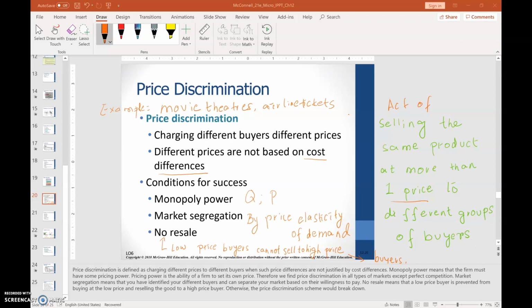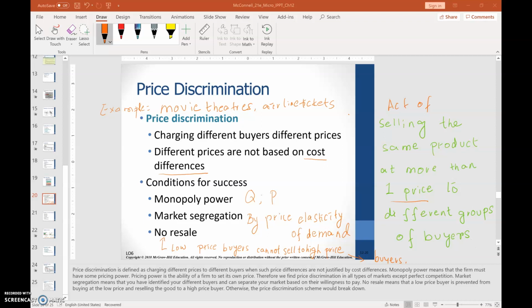Hey everyone, in this section let's look at price discrimination by a pure monopoly. Price discrimination is the act of selling the same product at different prices to different groups of buyers. This has nothing to do with cost differences.